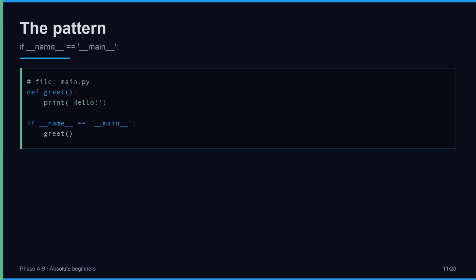Here is the famous pattern in full. Define your functions at the top. At the bottom, write if __name__ == "__main__", and indent the script-only code under it. Run the file directly and name equals __main__, so the if passes and greet runs.